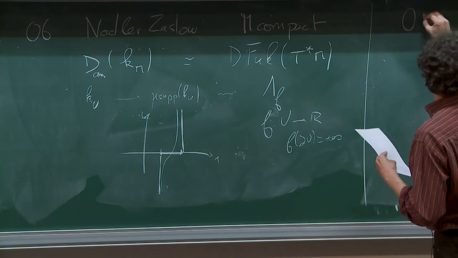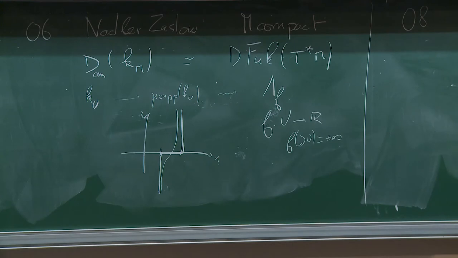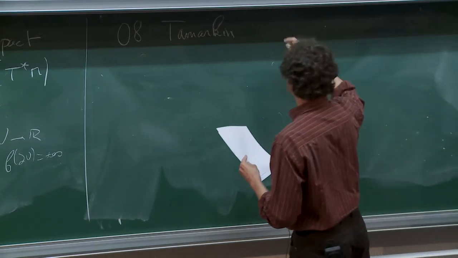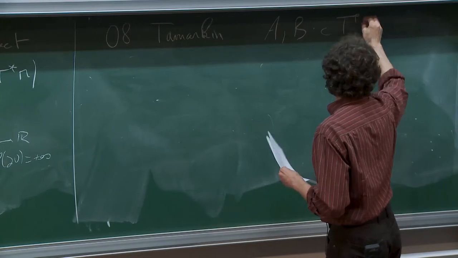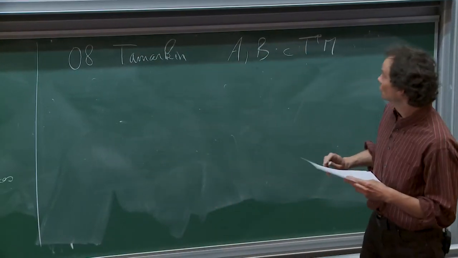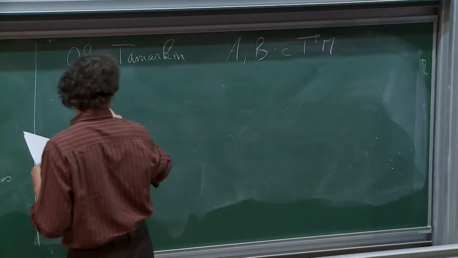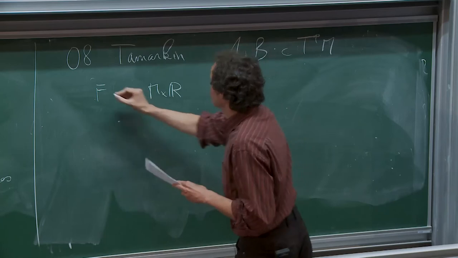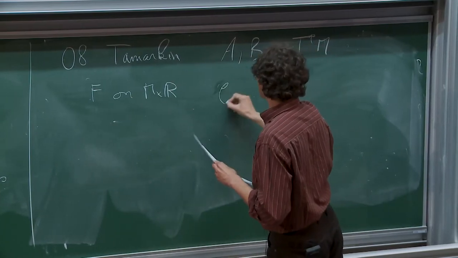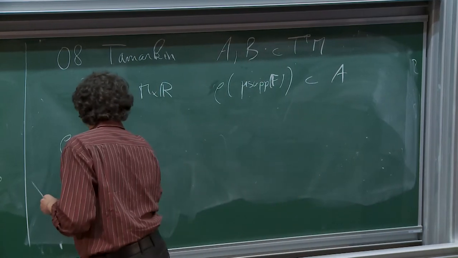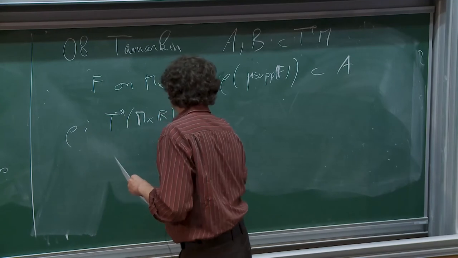Okay, and there was another result which made a link between sheaves and symplectic geometry. So in 2008, Tamarkin proved the following theorem. Consider two subsets A, B in a cotangent bundle. And consider, well, a priori these are not conic subsets, so they are certainly not microsupports. So you add one variable to make everything conic. So we consider, say, F on M times R with rho of microsupport containing A. So this map rho here goes from the cotangent bundle of M times R to the cotangent bundle of M.